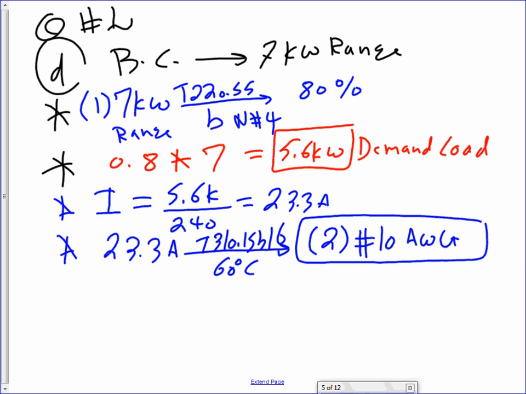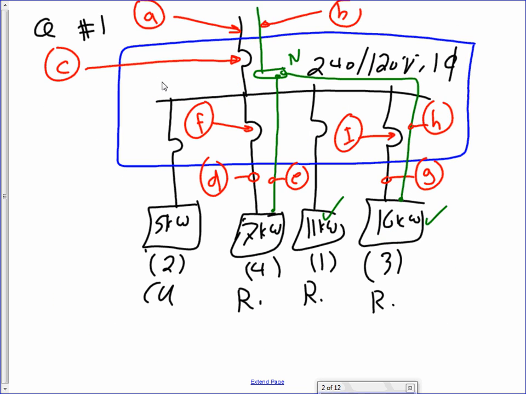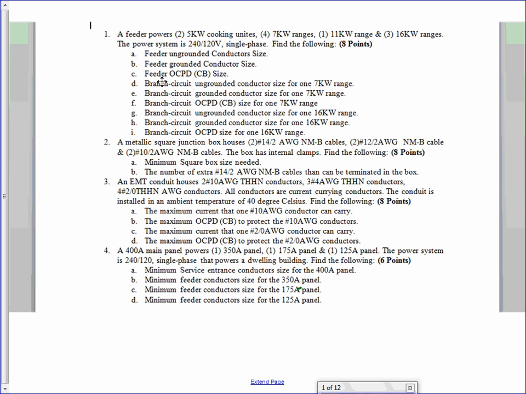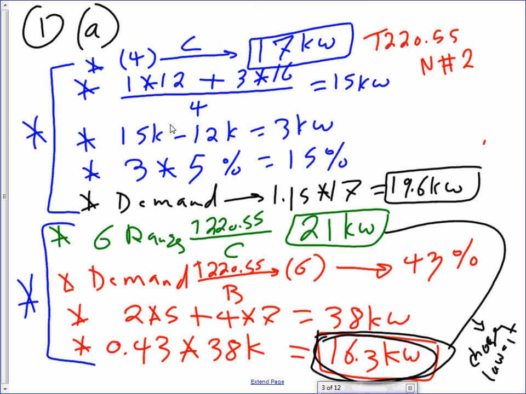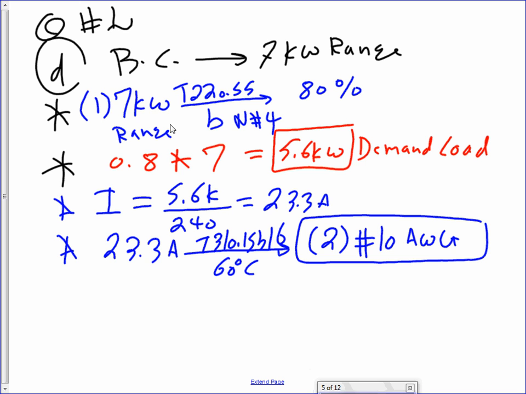Okay, so what was the first? So D, branch circuit ungrounded conductor, and E, branch circuit grounded conductor. So let's go to branch circuit. So this is D, branch circuit ungrounded conductor is two number 10 AWG.